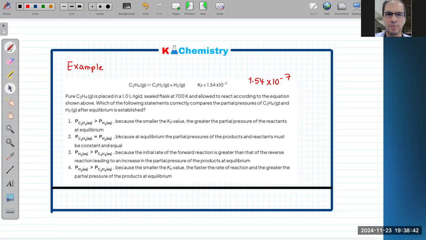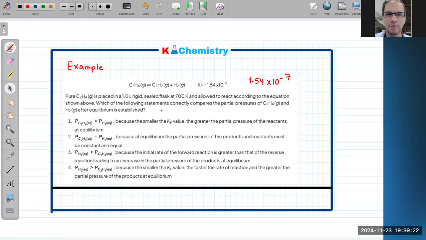Another option says they are equal, because at equilibrium partial pressure of the products and reactants must be constant and equal. Another says pH2 is bigger than C2H4 because the initial rate of the forward reaction is greater than that of the reverse reaction, while another says pH2 is bigger than C2H4 because the smaller the Kp, the faster the rate of the reaction. So I can say that at the point of equilibrium, the partial pressure of products and reactants must remain constant, but not equal. We said before, when we talked about dynamic equilibrium, that the pressures or the concentrations are constant, but they are not equal.